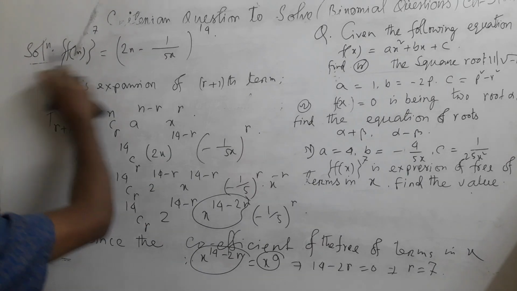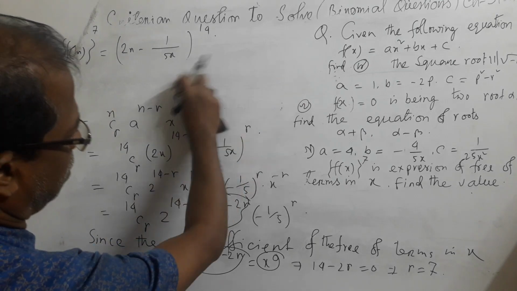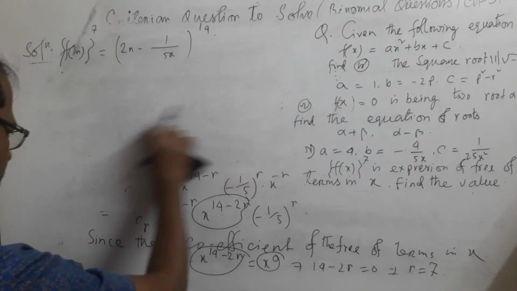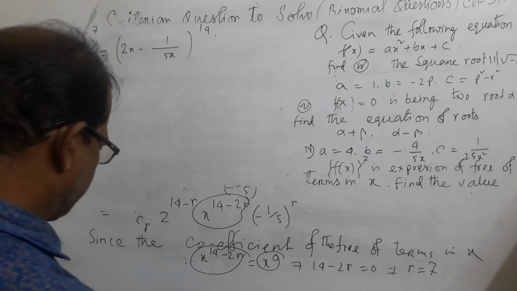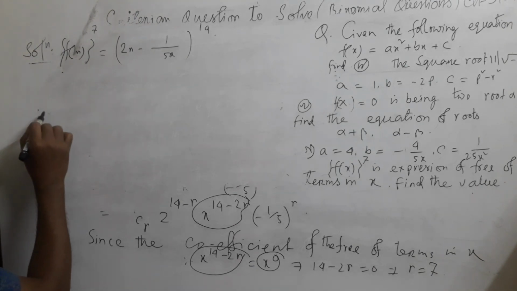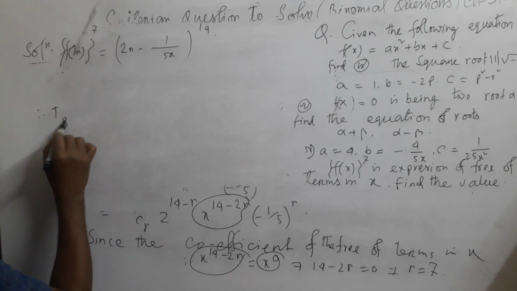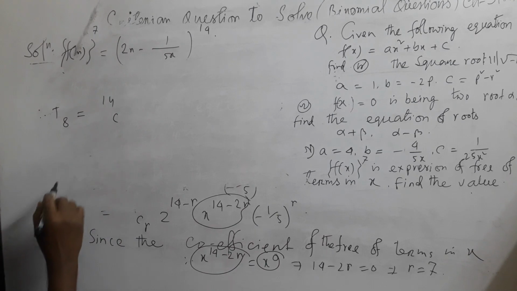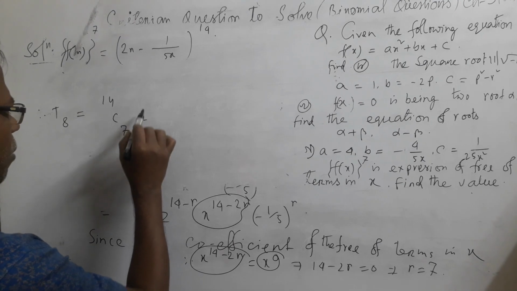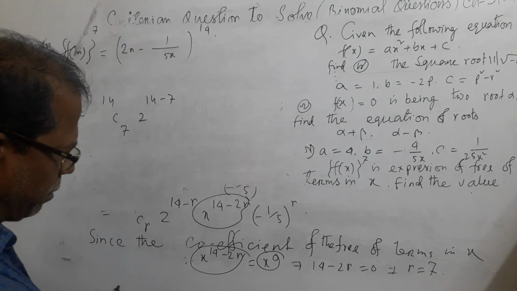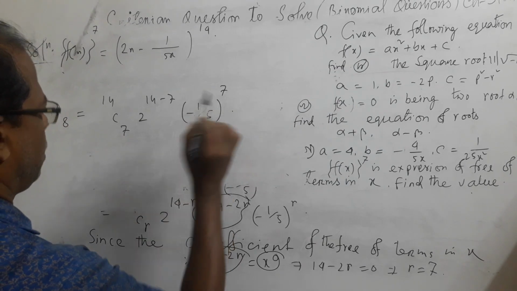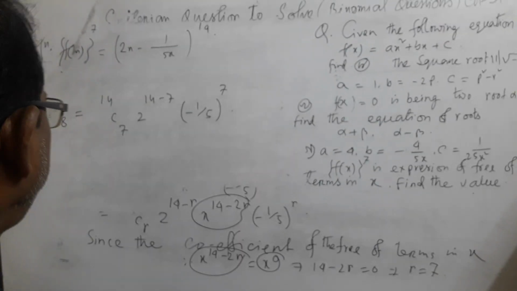And the expression of free of terms in x, find the values. That's why find the values of free of terms. That means free of terms is coefficient of terms in x. So t r plus 1, t8 equal to 14C7 2 to the power 14 minus 7 and (minus 1 by 5) to the power 7.